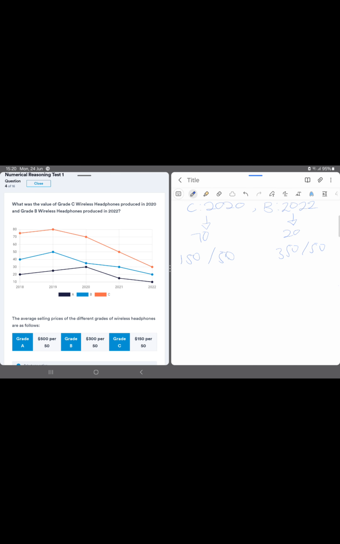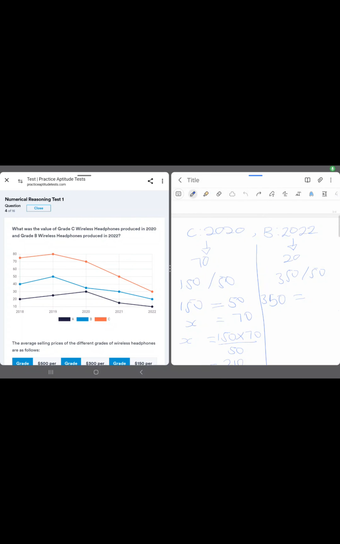So we are going to use cross multiplication. We know that 150, this is for C, I'll just draw a line here. 150 is equal to 50, and then x is equal to 70, which gives us x is equal to 150 times 70, all divided by 50, which is 210. And we'll do the same thing for B.